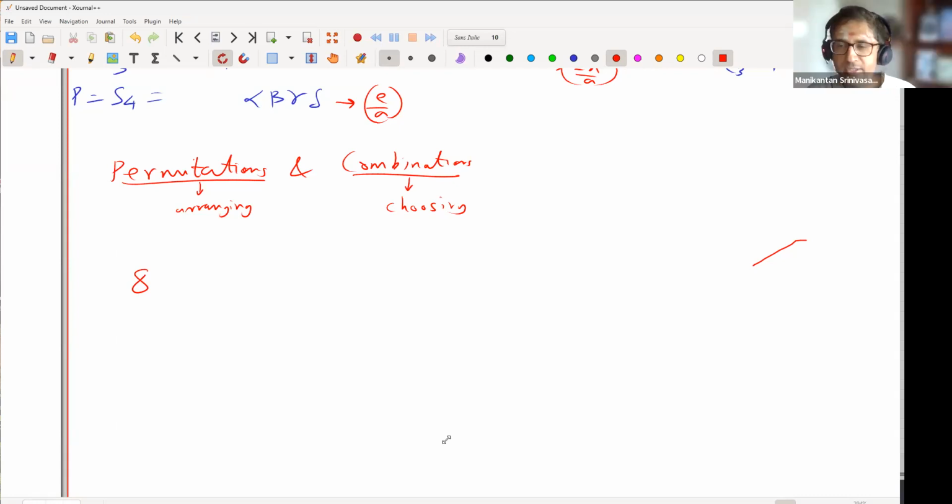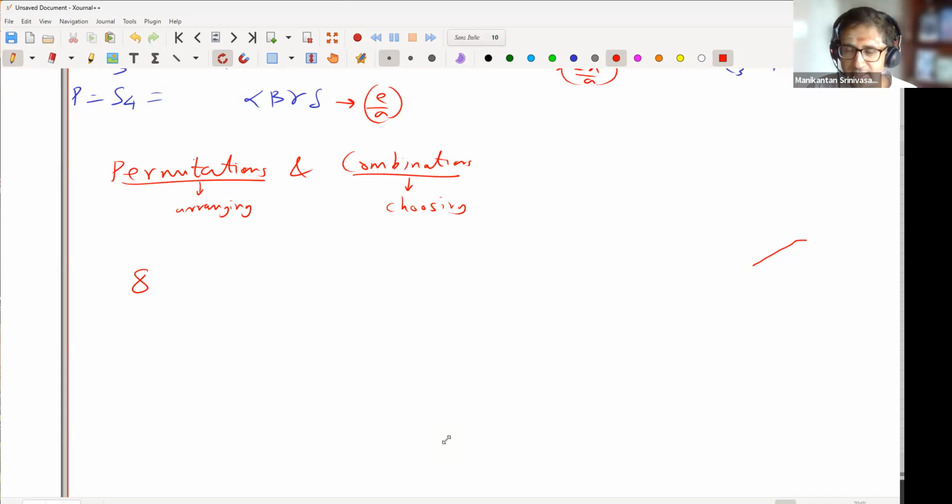It's not 8C3, because it's 8 identical objects. Let's say there are 8 identical chocolates. You want to pick 3 of them. There's only one way, right? Because it doesn't matter which 3. You really don't care which 3 they are because all the 8 chocolates look identical to you. So there's only one way of selecting 3 from 8 identical objects.